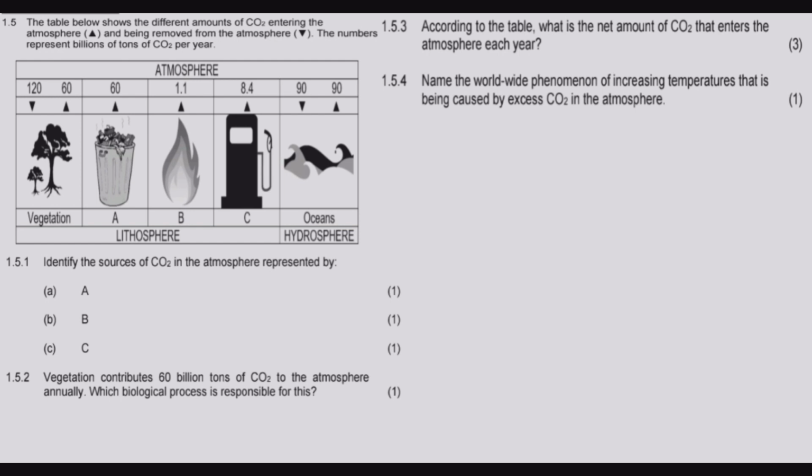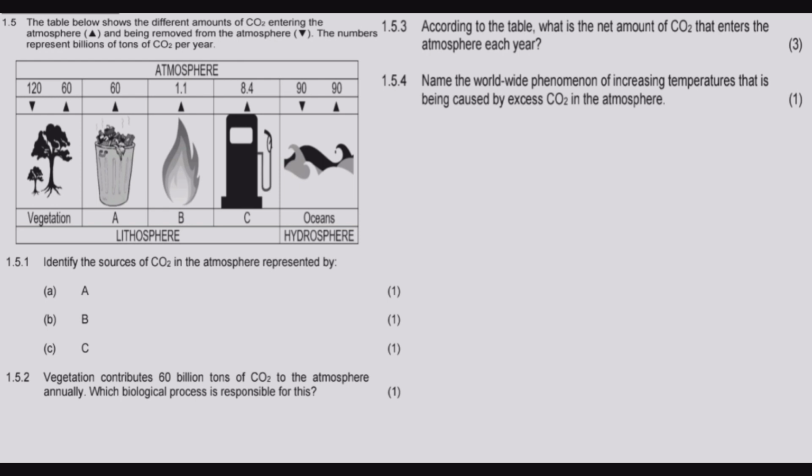The bins are not even removing, they are just adding carbon dioxide to the atmosphere. The same applies with the flame and the fuel products like petrol and diesel. When you burn them, they are just adding carbon dioxide to the atmosphere. The hydrosphere is taking carbon dioxide from the atmosphere and also adding carbon dioxide into the atmosphere, but in equal amounts. The amount it's removing is the same amount it's putting in, as you can see, 90-90.